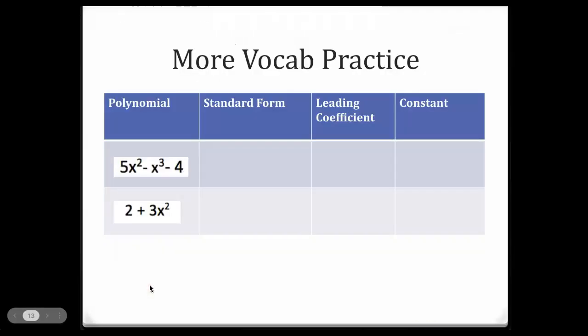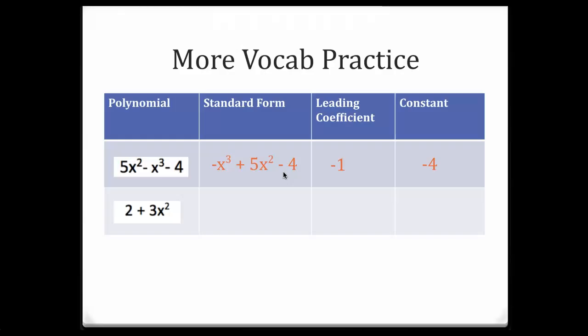A little more vocabulary. We want to put things in standard form. That just means put it in the right order. You want the term with the highest degree first. So this negative x cubed we write first, 5x squared, and then no variables. See how they decrease by the variables? The leading coefficient now is -1, and the constant is -4. For practice naming it, this would be a cubic trinomial.